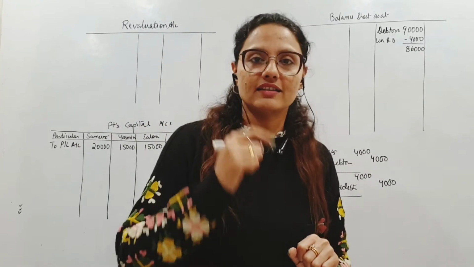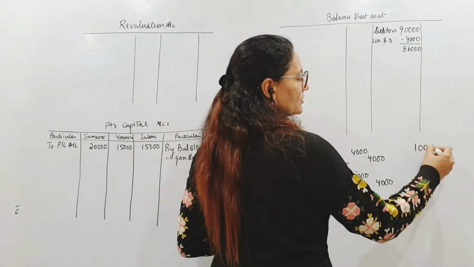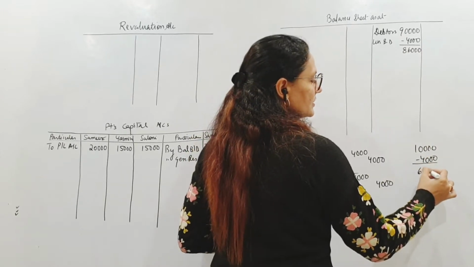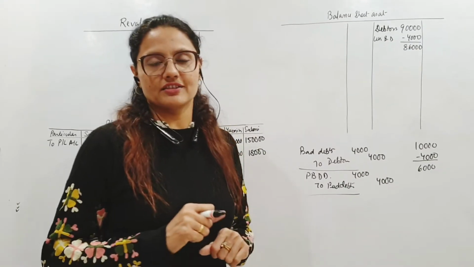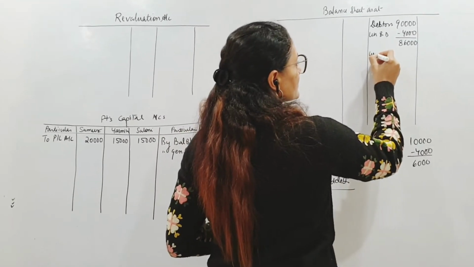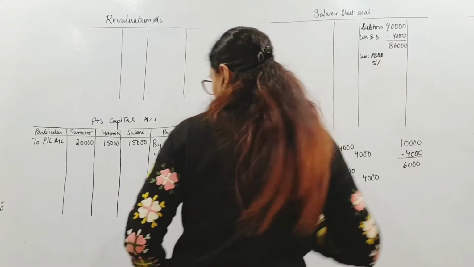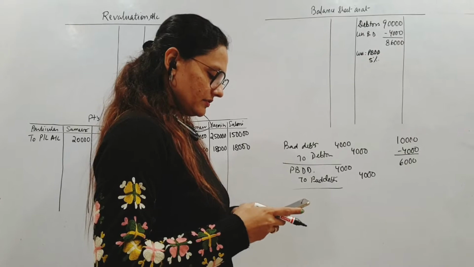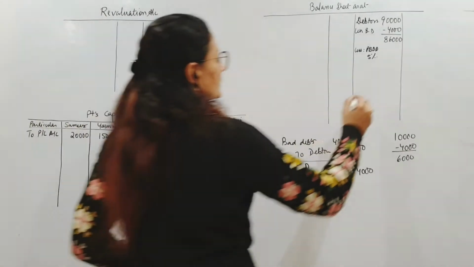How much is already in the books? 10,000. So how much is left? Provision I had 10,000 in the books. You can see 4,000 I have utilized to write off the bad debts. 6,000 is still left. Okay. How much new provision is needed? 5% of debtors. So less provision for doubtful debts at 5%. Now 5% of 86,000. Okay, 86,000 into 5% is 4,300.